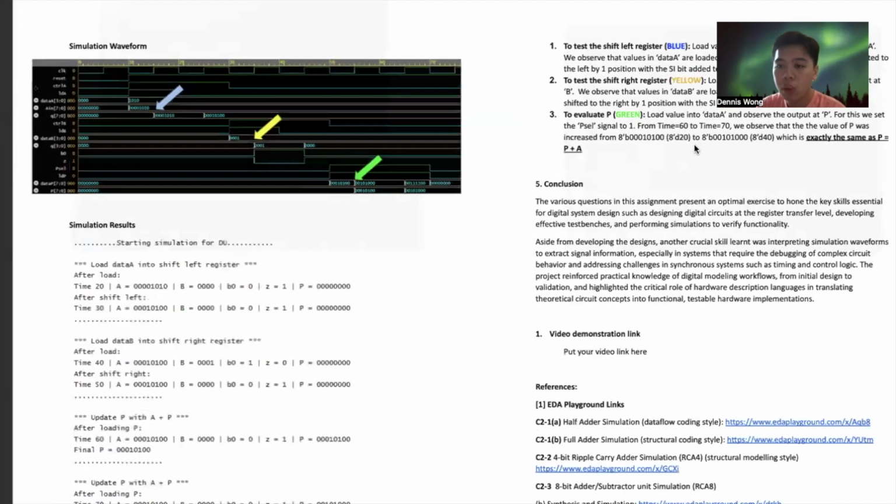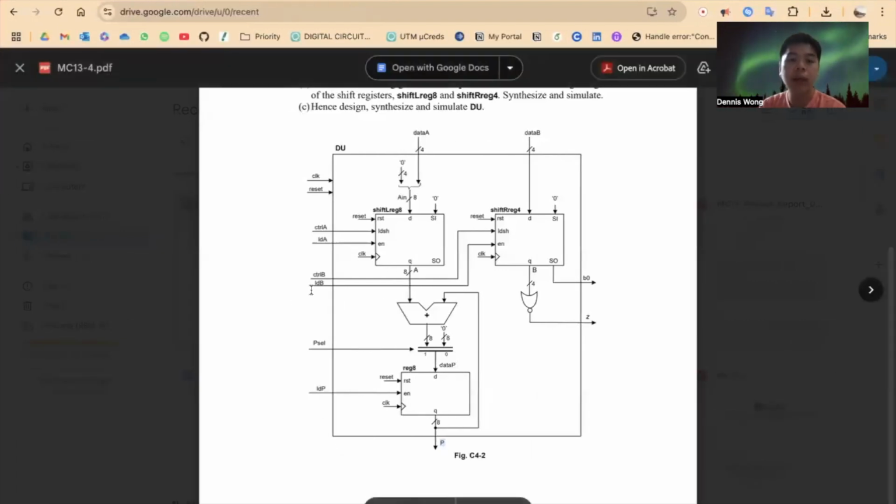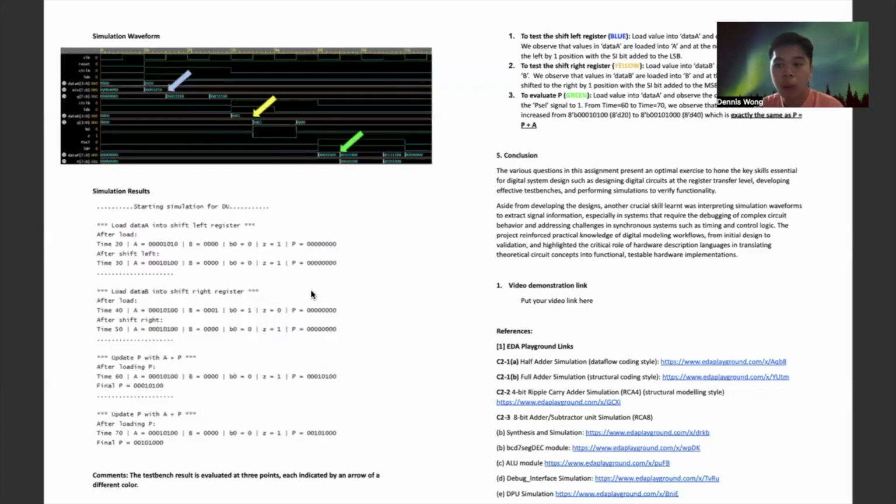Like we mentioned here in the comments, this is exactly what the circuit is doing, and the simulation provides the exact behavior. So this simulation result is correct.